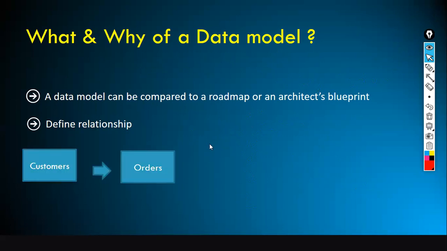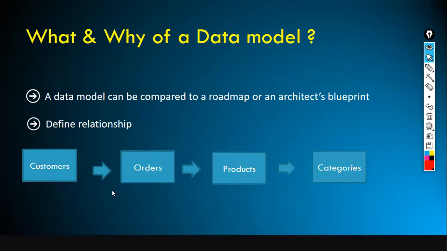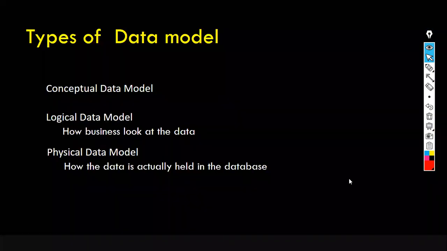Let's say you are working with a grocery client. When you talk to them during the workshop with the sales department stakeholders, you get to know that customers order products, and each product falls under different categories. Fine. Then you understand the relationships and the flow of the data, everything, and then you document it.